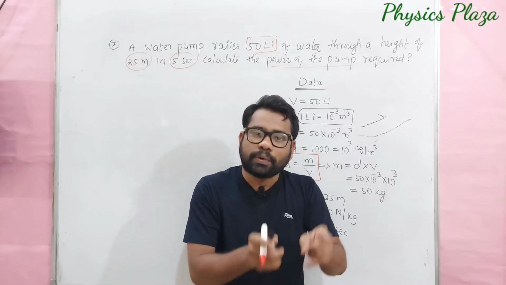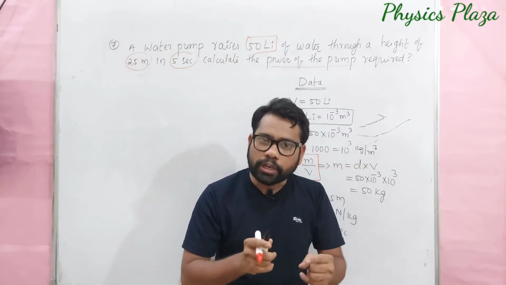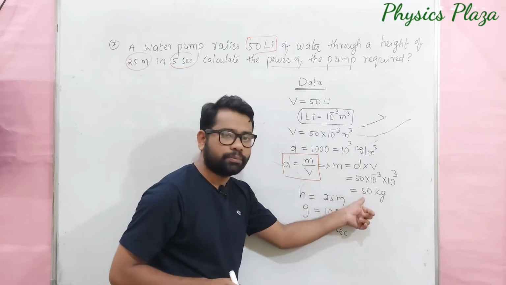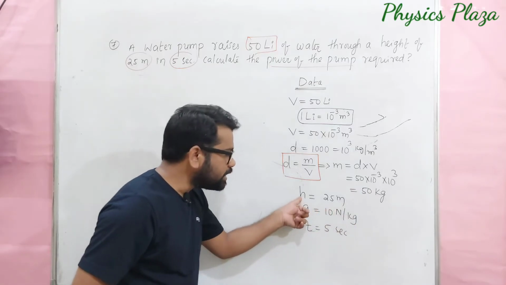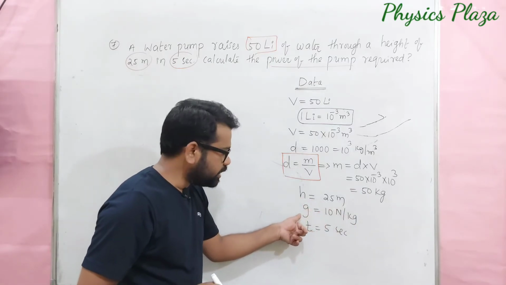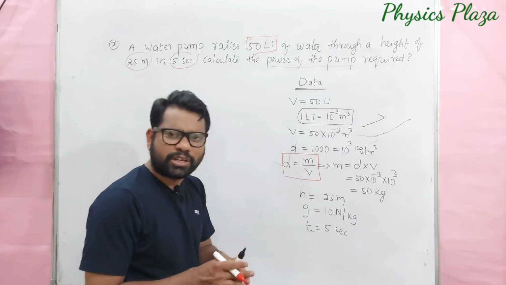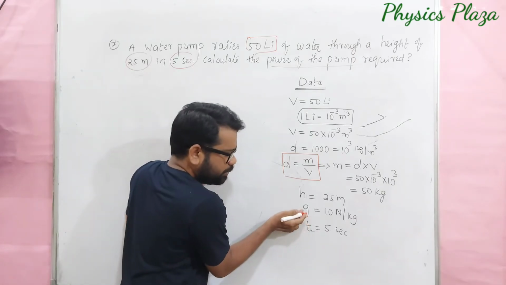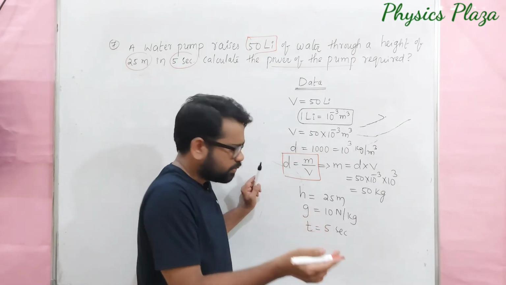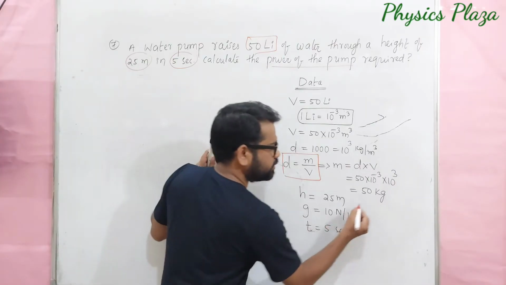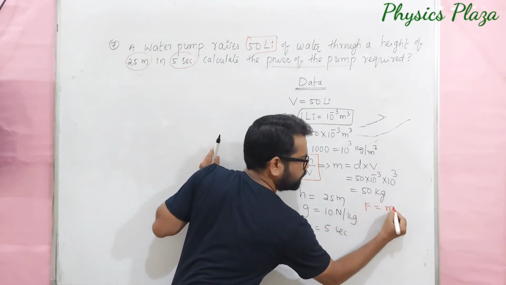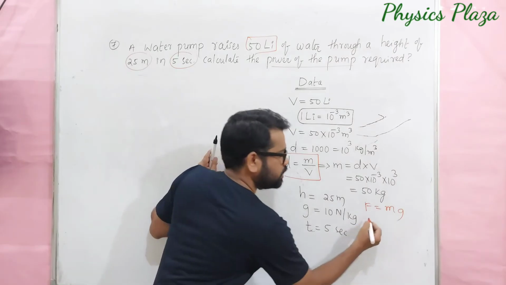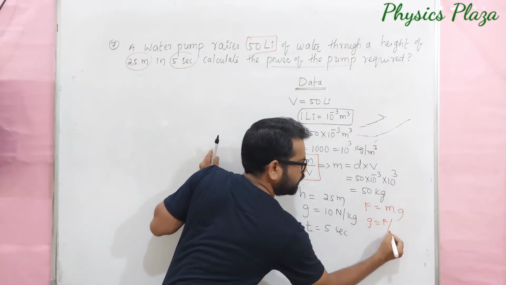By using the concept of density, that is mass per volume, we calculated the mass value. Then height is given, that is 5 meters. Then t is equal to 5 seconds. Children, here you may get one doubt actually. See, g means 10 meter per second square. Why are you getting Newton per kg? Actually, this is the concept of F is equal to mg. F is equal to mg. So here g is equal to what, children? F by m.